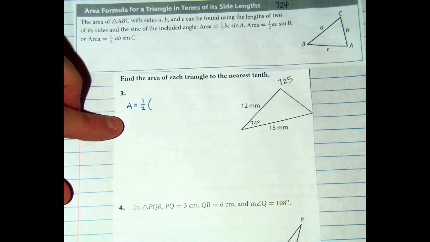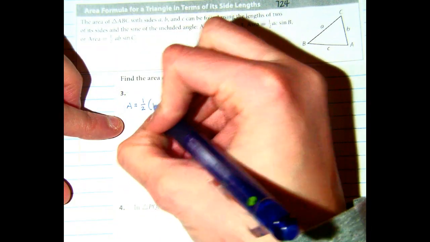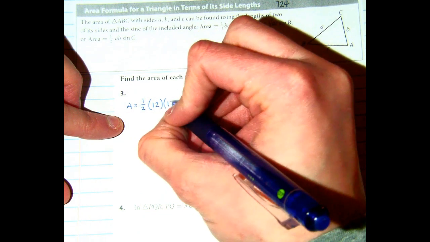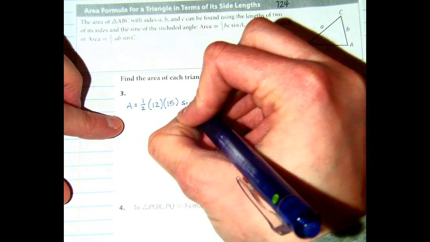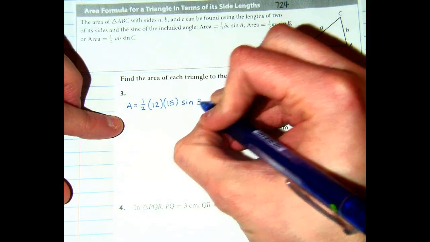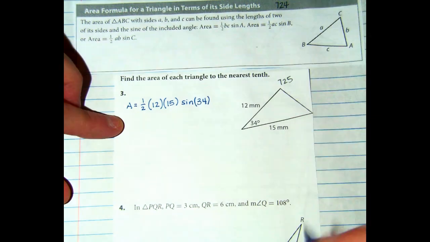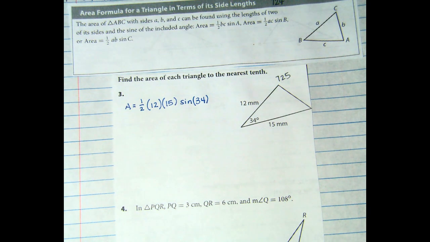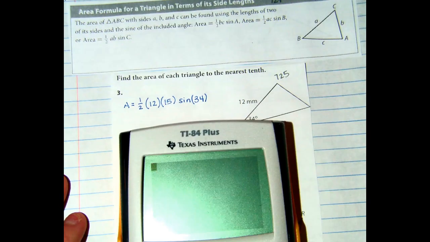What is one of the side lengths? Times what is the other side length? Sine of what is the angle in between? You need to type that in your calculator and make sure it is in degree mode. Always do that first. Radian is another type of degree measure that we'll talk about in a couple weeks.